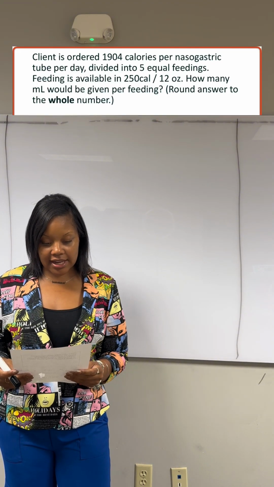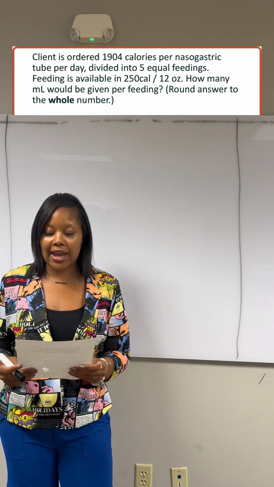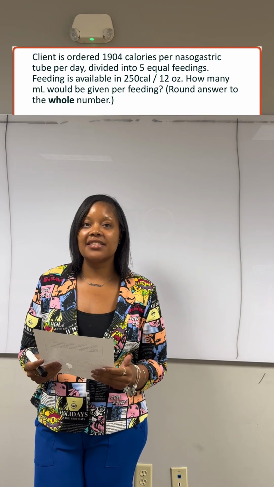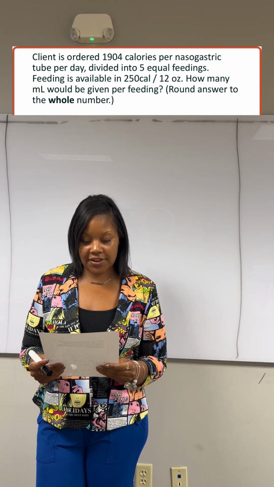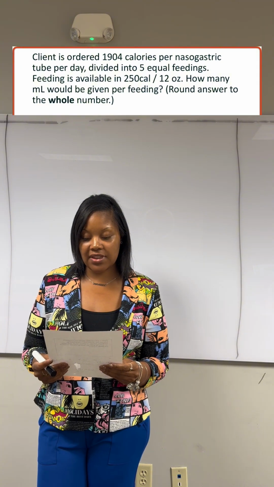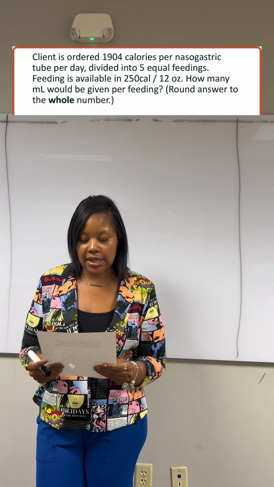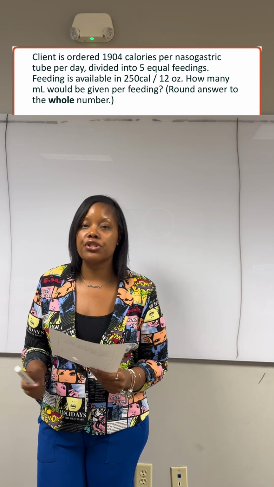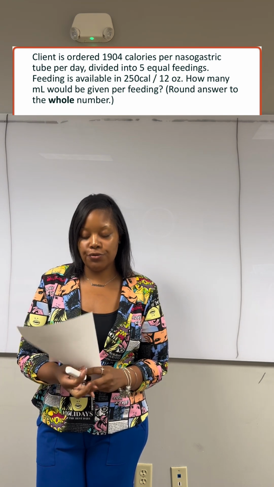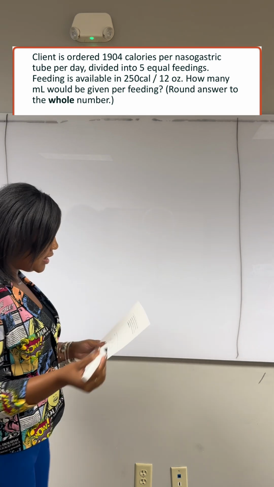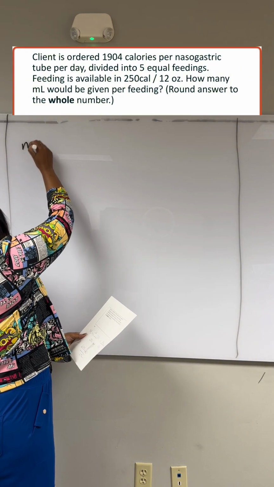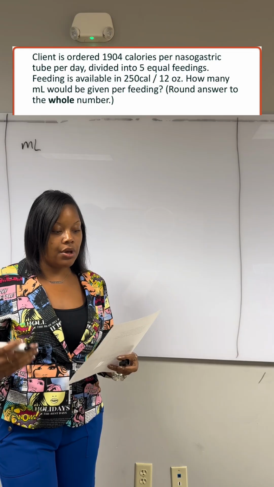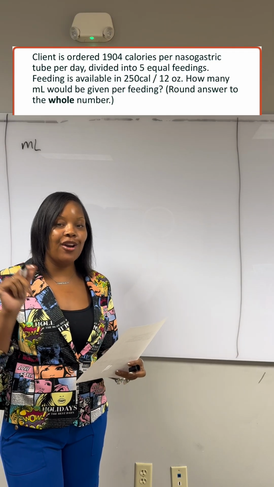It says that the client is ordered 1,904 calories per nasogastric tube per day, divided into 5 equal feedings. The feeding is available in 250 calories per 12 ounces. How many mLs will be given per feeding? Round your answer to the nearest whole number. So we want to first write down what our answer needs to end in. Our answer needs to end in mLs. The question is asking how many mLs we would be giving per feeding.